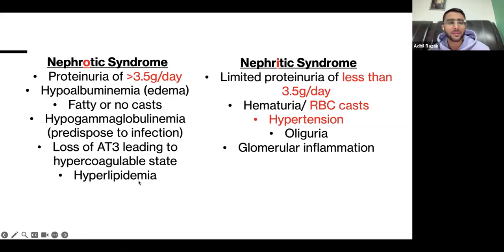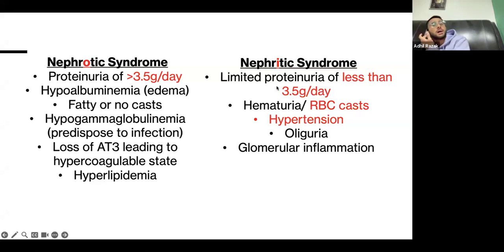These lipid levels, coagulation conditions, or concomitant infection, things like that, are something that they could bring in your question vignette, either in your uni exams or your board exams, to divert your attention towards nephrotic syndrome.